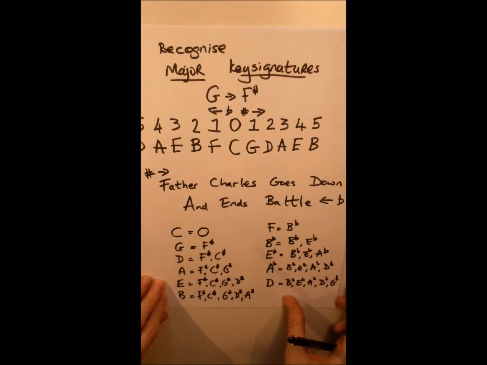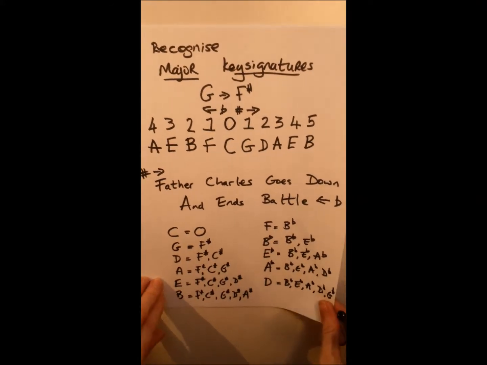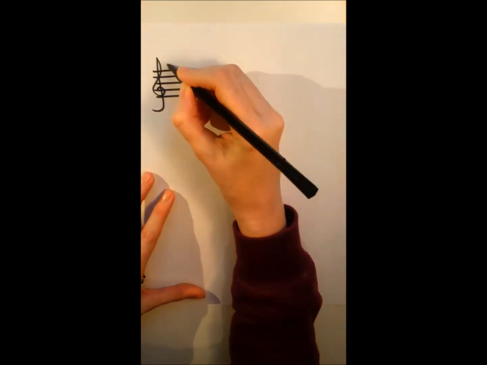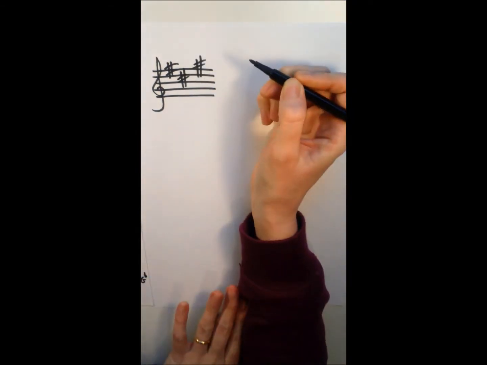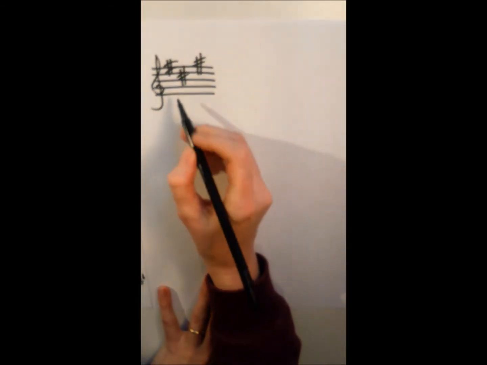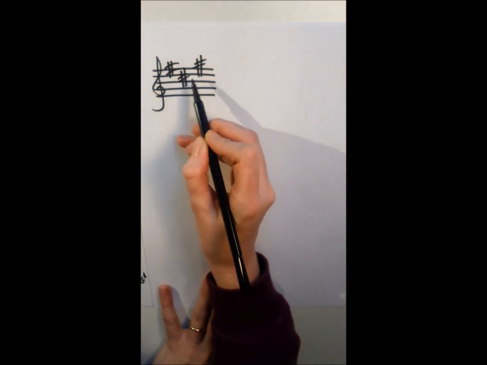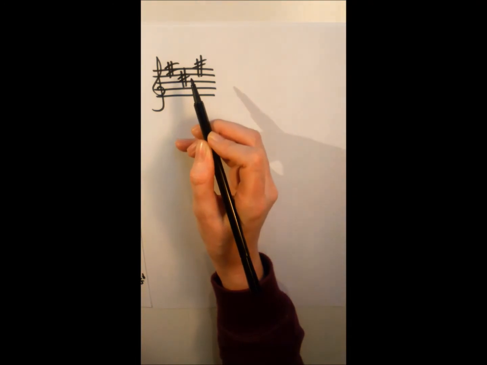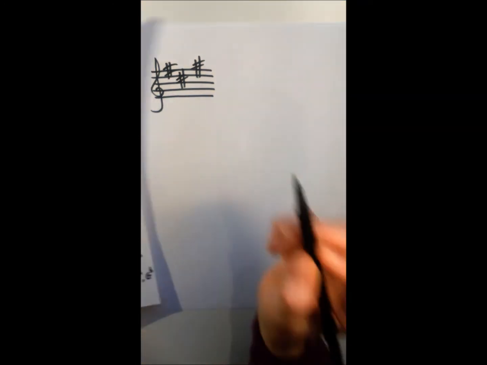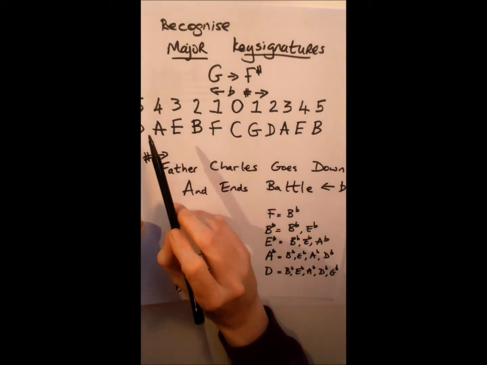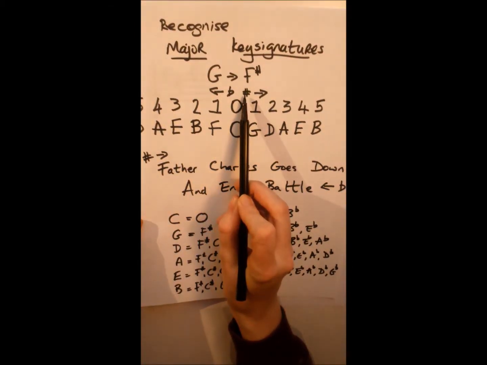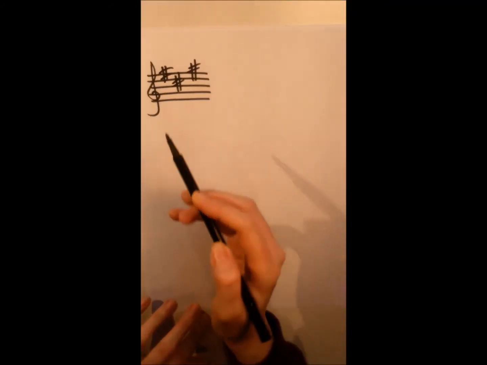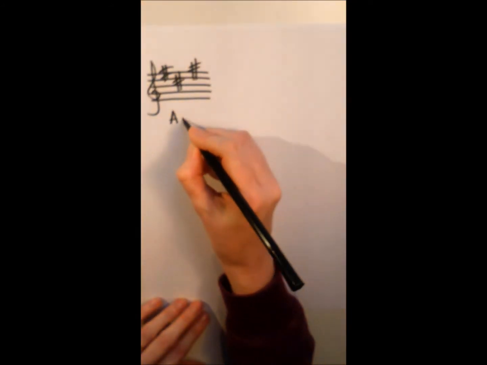Let's look now at how we identify key signatures on the stave. So I will draw a stave. And we will ask, how many sharps do we see? 1, 2, 3 sharps. So what scale has 3 sharps? We can now go back to our chart and ask ourselves, what scale has 3 sharps? There's our sharps. 3 sharps is the scale of A. So this stave here is in the key of A major.